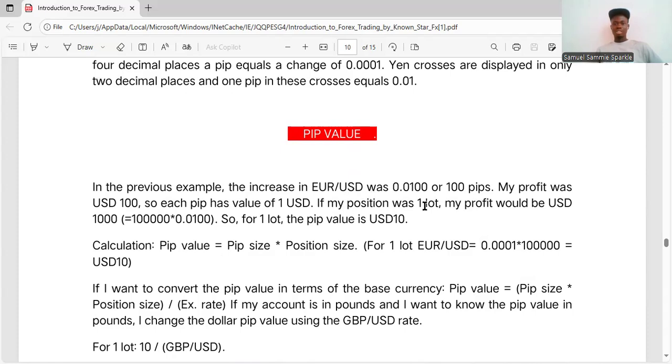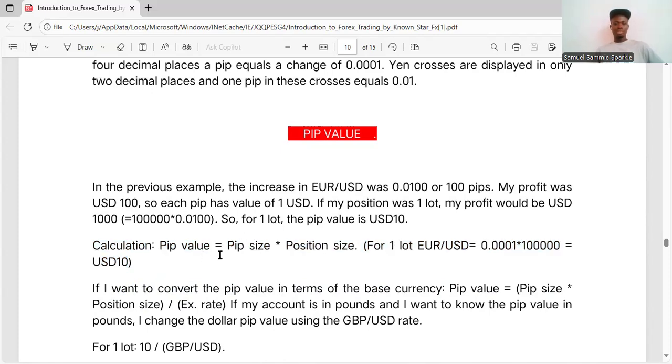And if my position was 1 lot, the profit will be $1,000, and that's 100,000 units times 0.0100. So for 1 lot, the pip value will be what? $10. So you can see the basic calculation of the pip value. This is how to basically calculate your pip value.